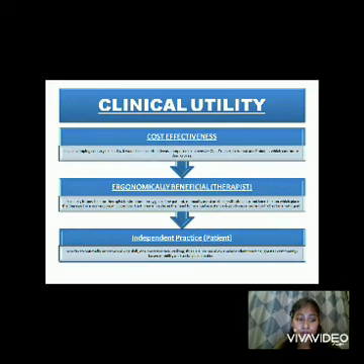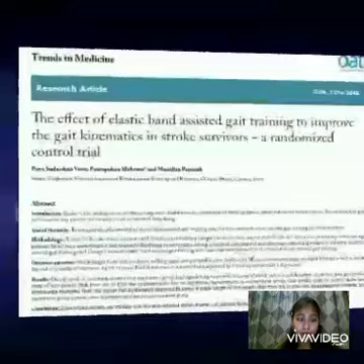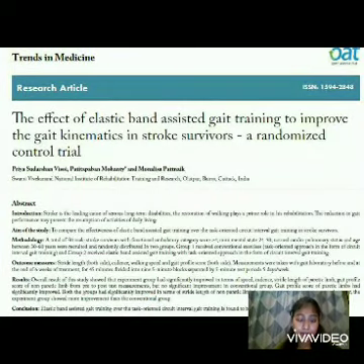Clinical utility: cost effectiveness, ergonomically beneficial for the therapist, and motivates independent practice for the patient. This is the research article on elastic band assisted gait training done in 2019.